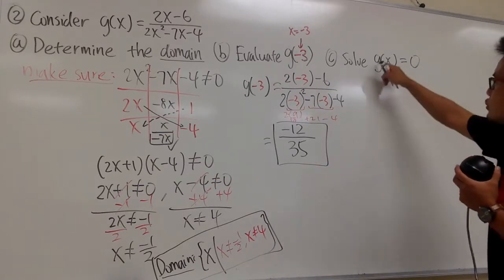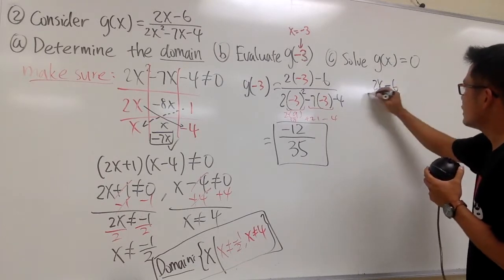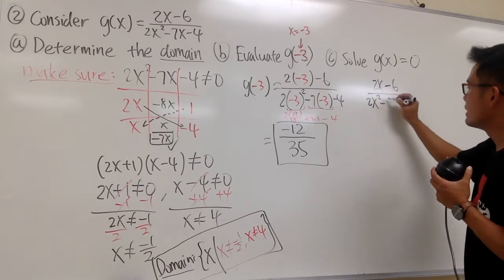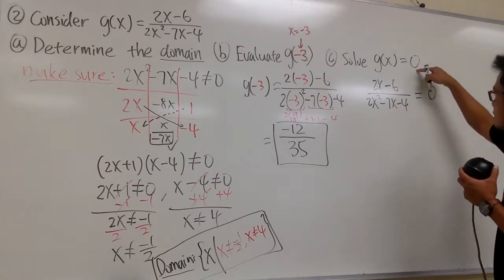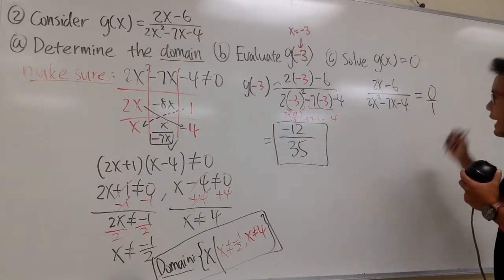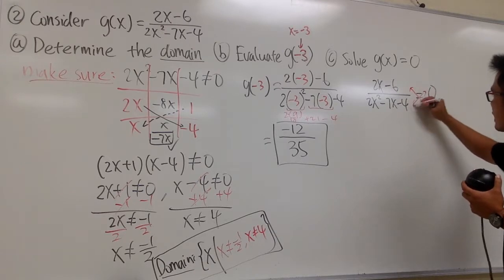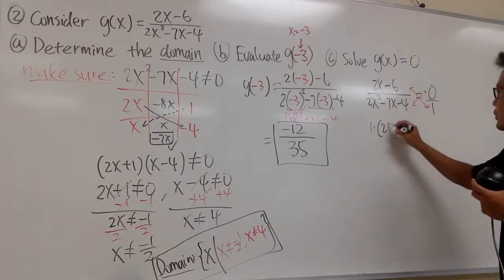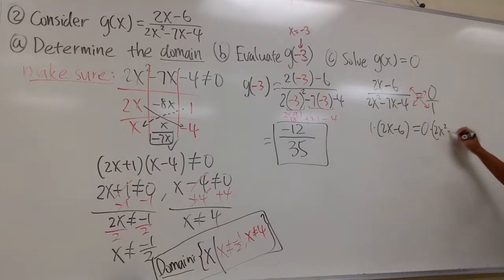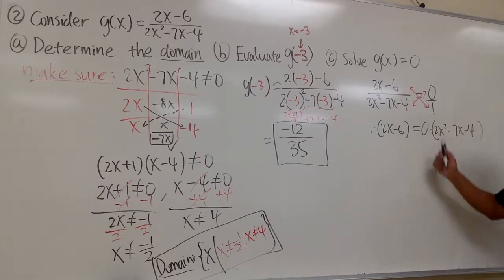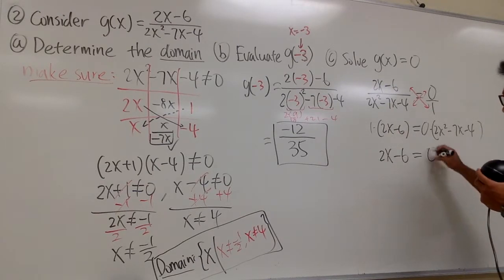Lastly, solving the equation g of x is equal to 0. g of x is that, so we put this down: 2x minus 6 over the denominator, 2x squared minus 7x minus 4. This is equal to 0. Well, if you look at 0, we can look at 0 as 0 over 1. And we can do the cross product property again, right? So you see this times that, this times that. 1 times this is just 1 times that, which is 2x minus 6. And that shall be equal to 0 times that. And you'll notice something pretty easy, because 0 times this is just going to be 0, right? And on the left-hand side, we have just 2x minus 6. This is just equal to 0.